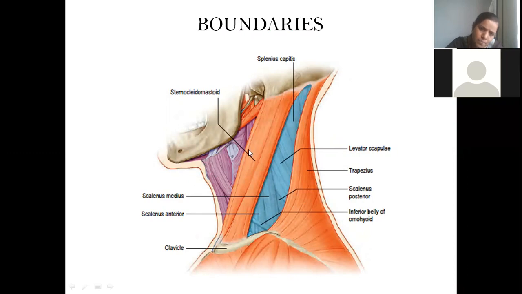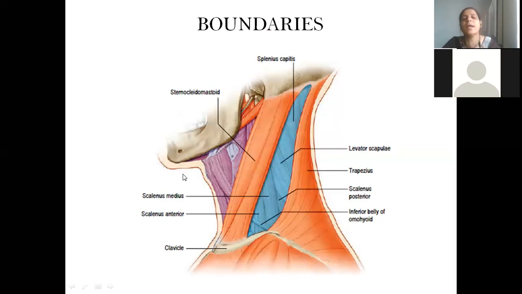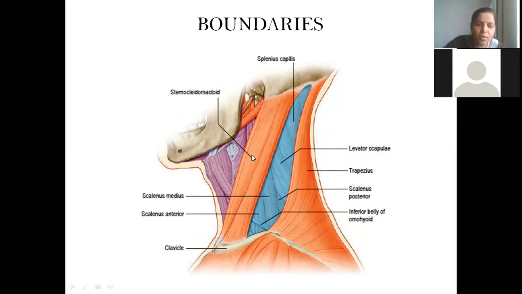Broadly speaking, for the boundaries of the anterior triangle, anteriorly is nothing but the midline, which goes from the symphysis menti up to the suprasternal notch. Then posteriorly it is the anterior border of sternocleidomastoid.